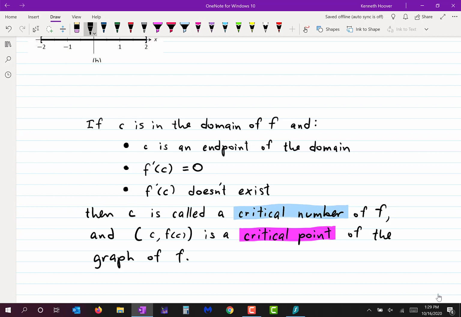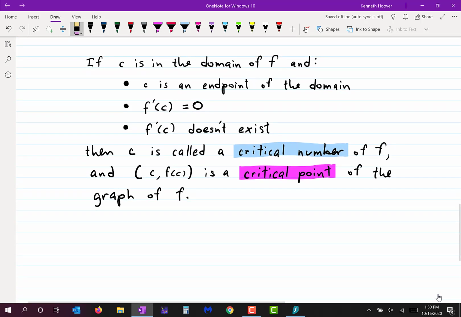Now I'll tell you that the book leaves this one out, and it only uses these two for the definition of critical number. That is not the normal way of doing it. Usually this first condition there are also called critical numbers. Okay? And here's what's important.